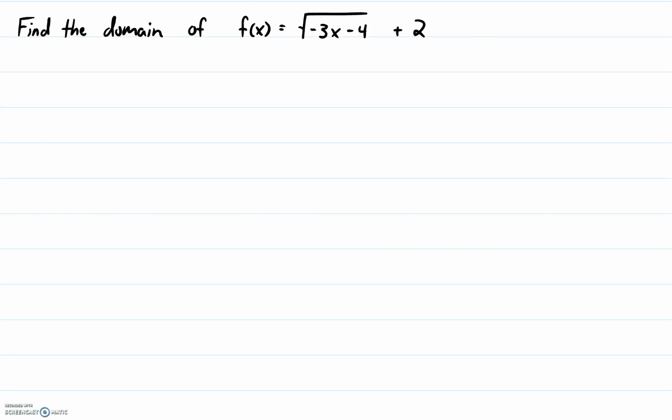In this video, we're going to look at how to find the domain of f of x is equal to the square root of negative 3x minus 4 with a plus 2 on the outside.